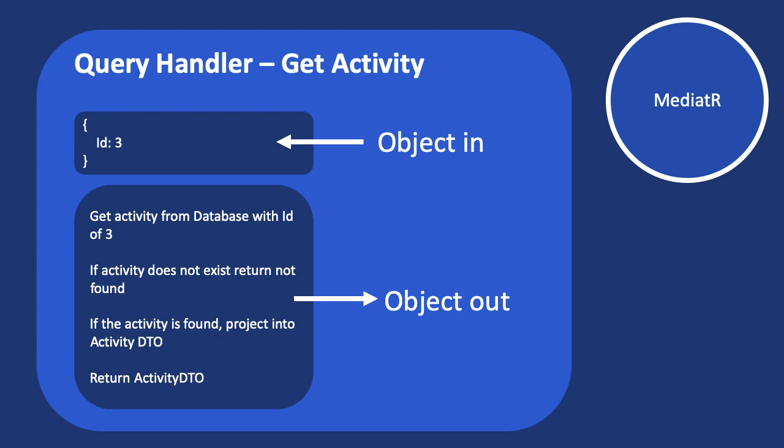If the activity is found, then we want to convert this from an entity into something that we can pass back to the client. And typically we'll use data transfer objects to do this. And then we'll return our activity DTO. And this will be the object out. So MediatR is going to give us a way to interact with our application project from our API project and allow our application project to return an object to our API, which it can then use to send to the client. And that's how the system is going to work.